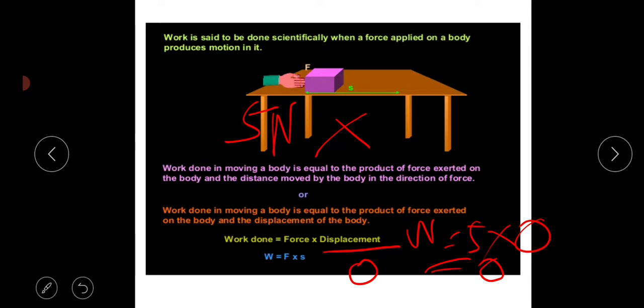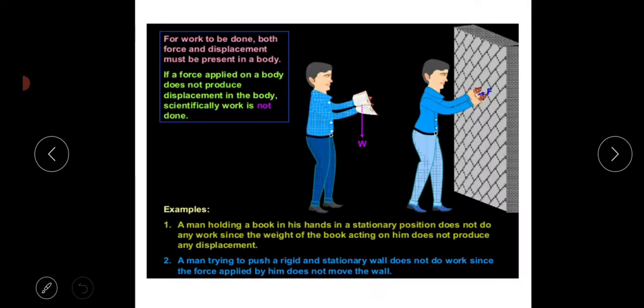So if we are applying force and there is no motion in an object, then the work done on the object will be equal to 0. So you can understand it with these examples. A man holding a book in his hand in a stationary position does not do any work.